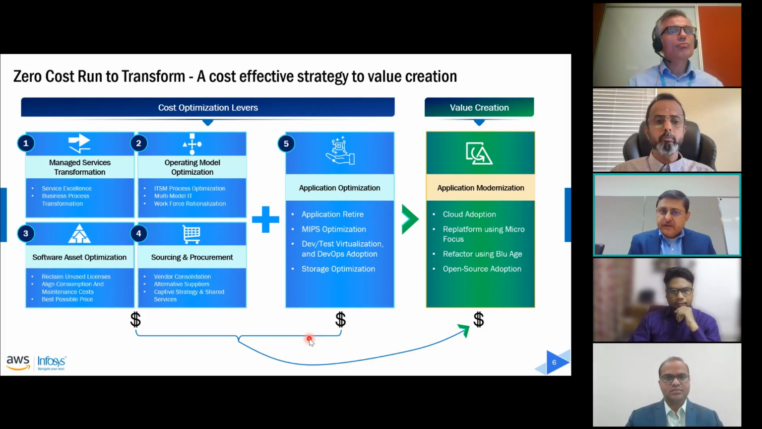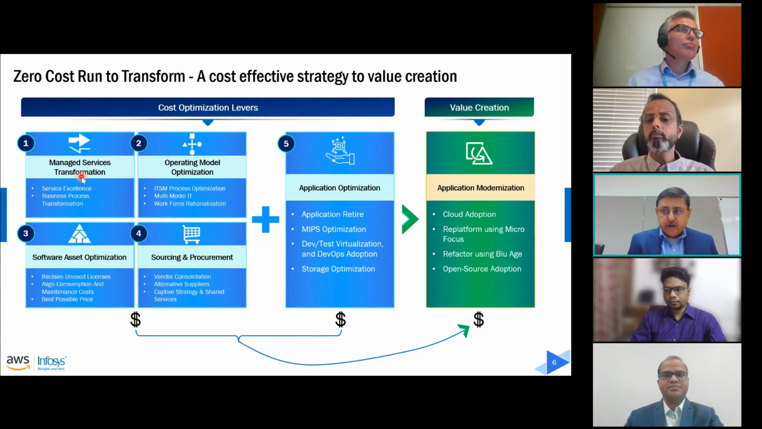So for example, when we are looking at the cost optimization levers, what you see on the left-hand side, the first thing that we use is that when we take over these applications running on mainframes or AS400, we look at how we can improve the service excellence, whether we can improve the way the current team is managing the applications. Can we do some optimization on the people front? Can we take over some of the work, and can we even move to nearshore and therefore save some money? So that's the first lever.